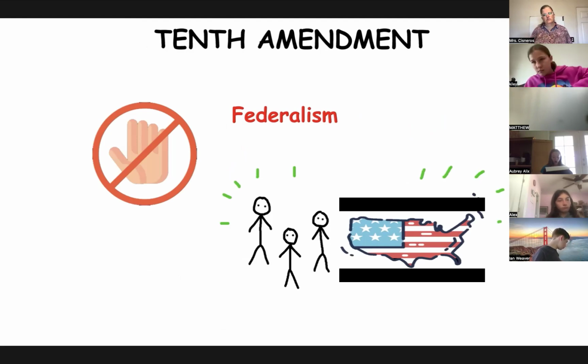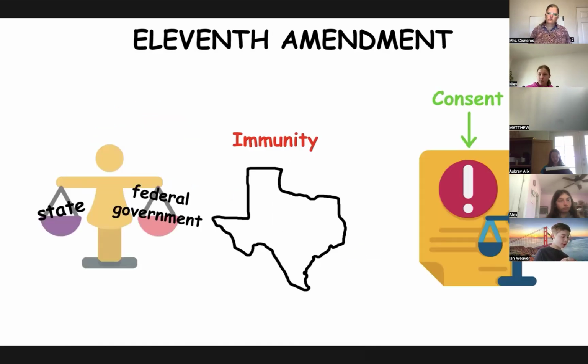11th Amendment limits the ability of individuals to sue states in federal court, protecting states' sovereignty by requiring consent for such lawsuits. It addresses concerns over state immunity and the balance of power between state and federal governments.